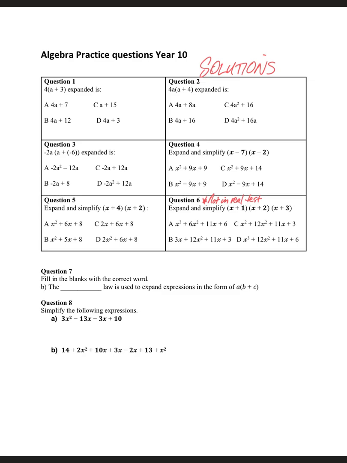Hey guys, just doing a quick video. This one is on the solutions to the expansion factorization test for year 10s. So I'm going to explain as I go, as I answer this. Hopefully it's useful to you.